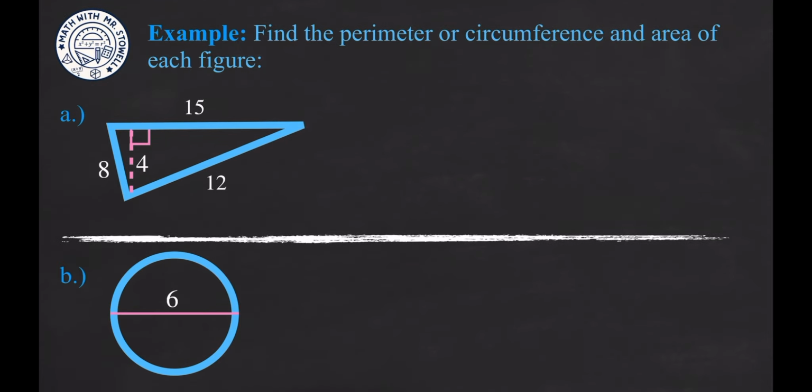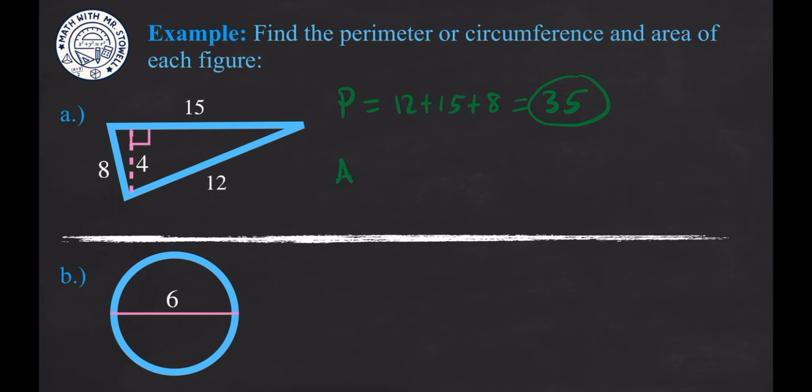Find the perimeter or circumference, because it depends on what shape you have, and also the area of each figure. We have a triangle. Let's find the perimeter first of this triangle. All we have to do is go 12 plus 15 plus 8. Just add up all the sides. 12 plus 15 is 27. 27 plus 8 is 35. So our perimeter is 35.